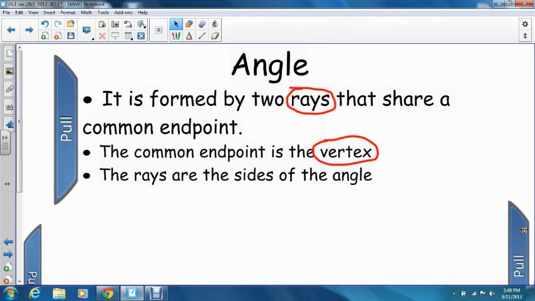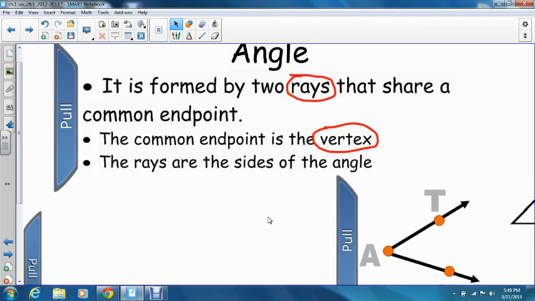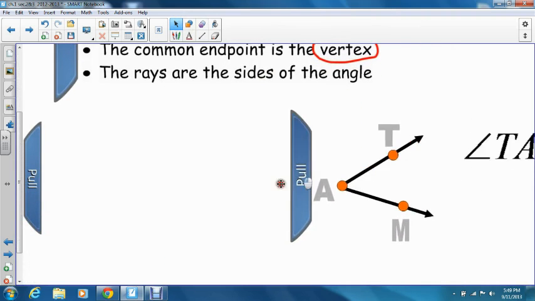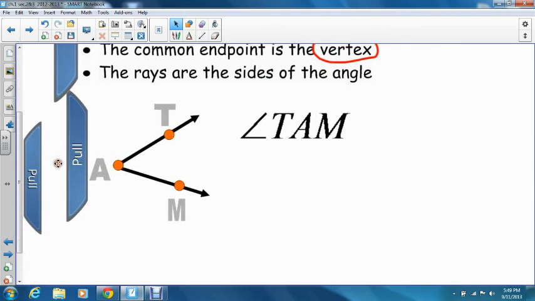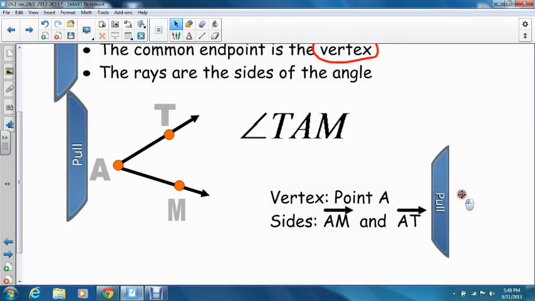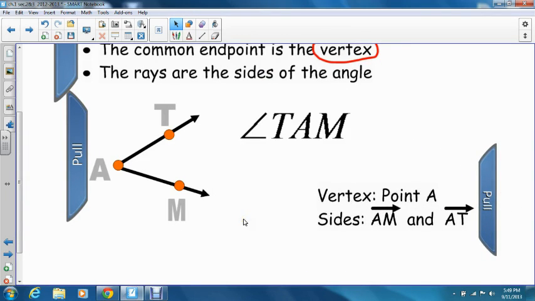Okay, so let's go ahead and look at a picture. Again, if it's going too fast, just hit the pause button and continue taking notes after you get those down. Okay, so a couple things just real quick here. This is an example of our angle. The vertex is angle A, so our vertex here is A. The sides are AM and AT. Notice they're rays, so they got the little arrow over them.